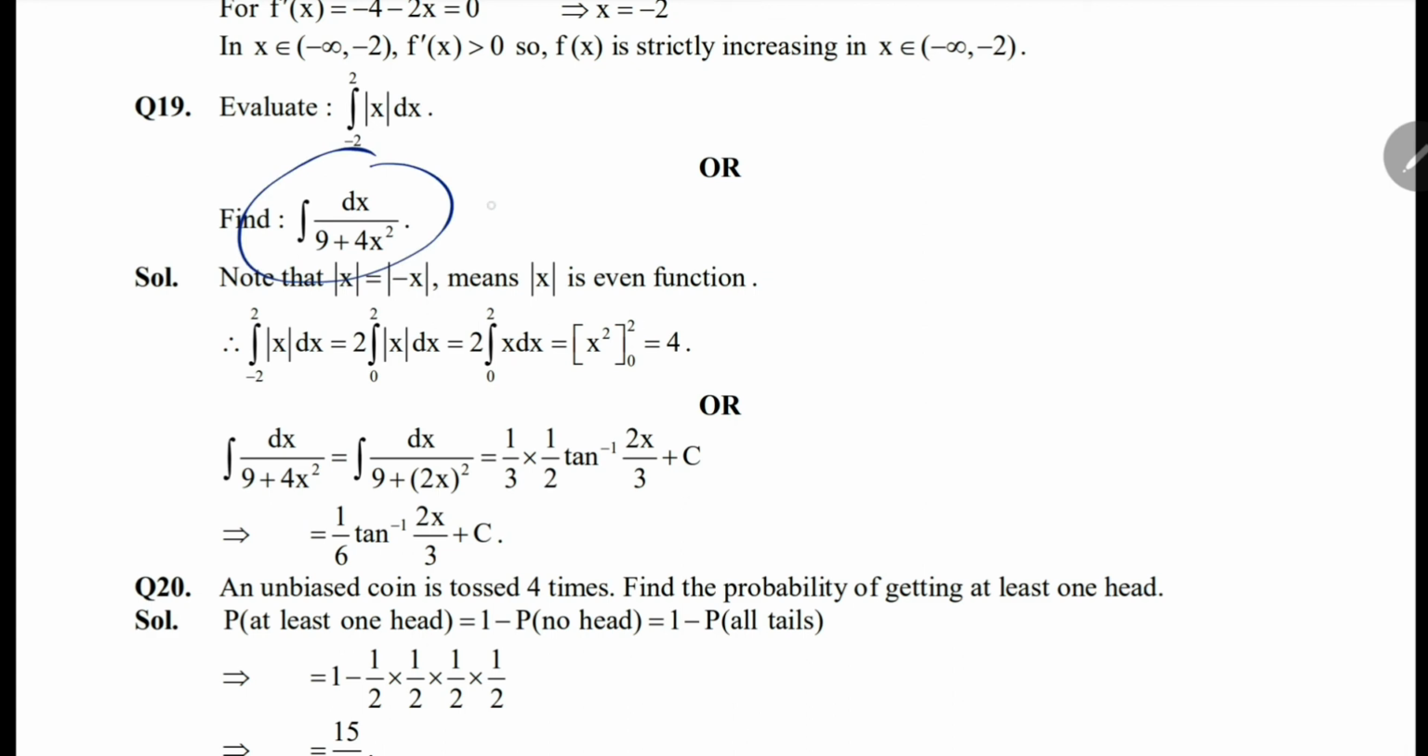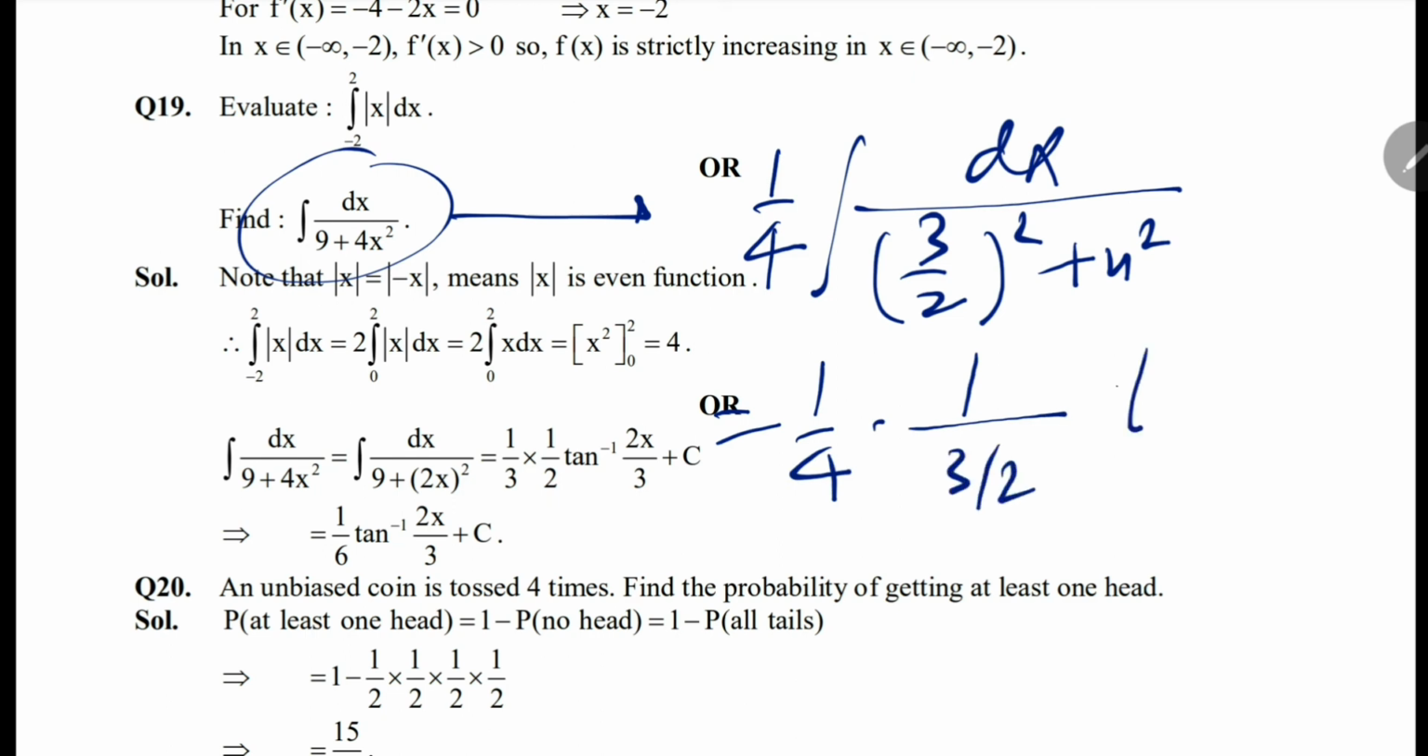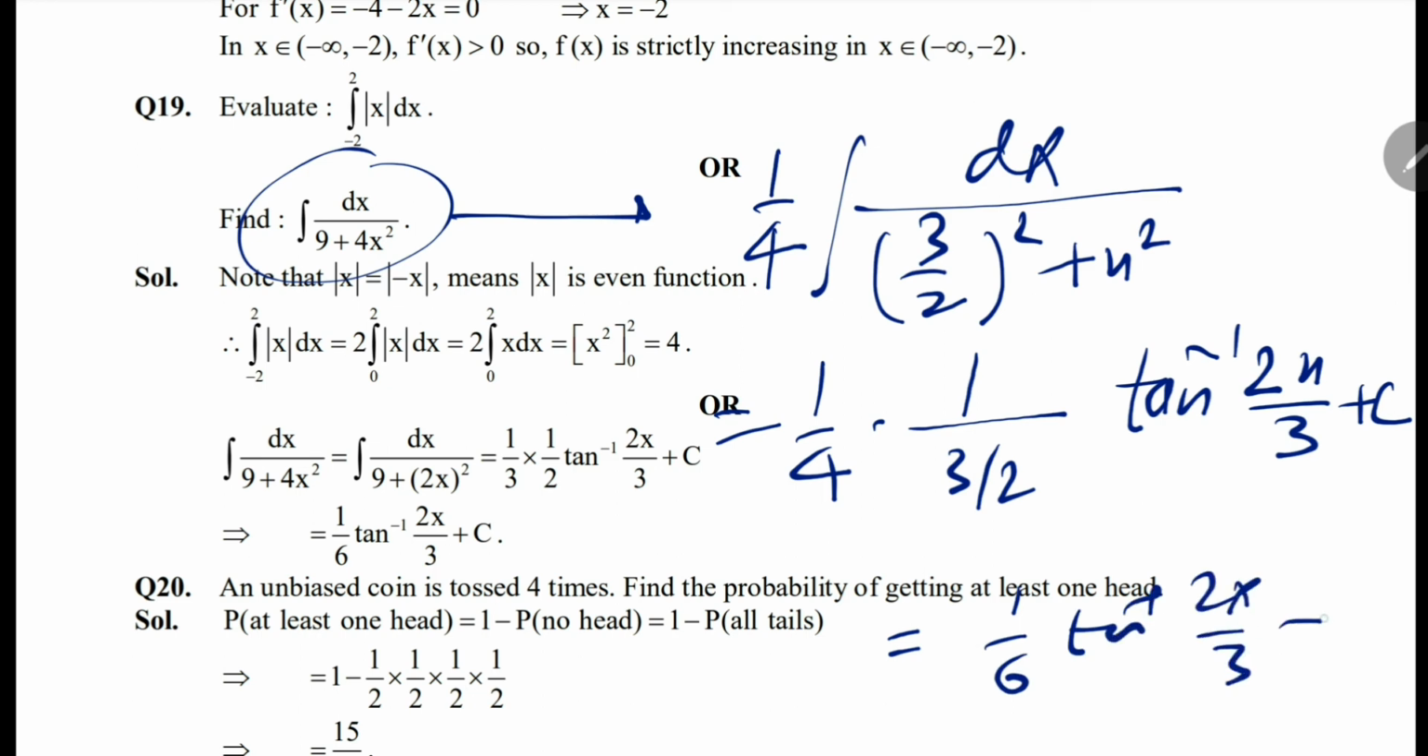We have to integrate this function. So you can take 4 common, and that will give you 1 by 4 dx over 9 by 4, means 3 by 2 whole square, plus x square. Now we will proceed further. 1 upon a, that is 3 by 2, then tan inverse x upon a, that means x upon 3 by 2, that is 2x by 3, plus c, and this on simplification will give me 1 by 6 tan inverse 2x by 3 plus c. So this is the answer of this problem.